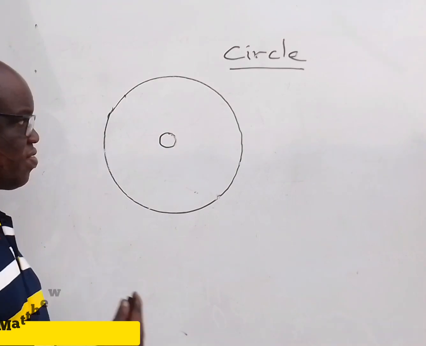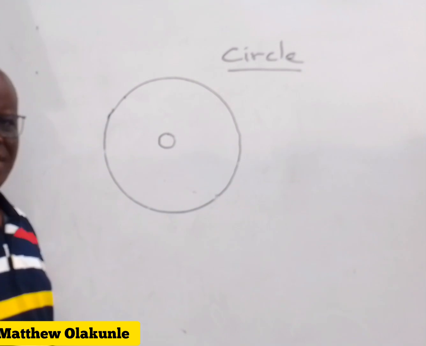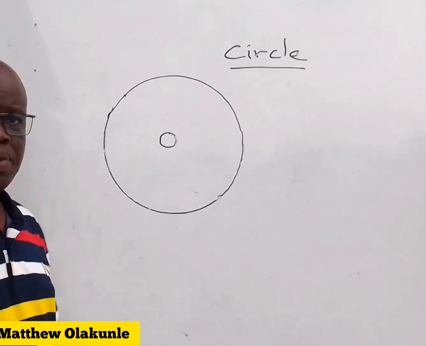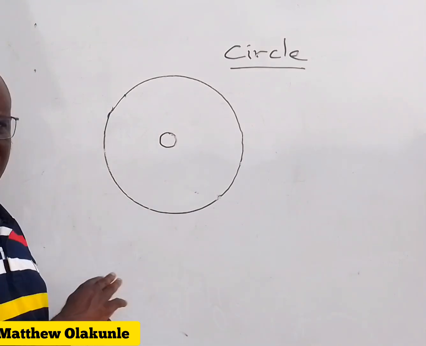Look at what is a circle. When you say a circle, it is made up of a curved line. So that's the simplest definition. And it is a two-dimensional shape. The meaning of that is that a circle is flat.